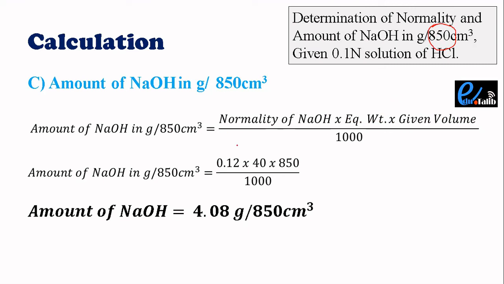So the normality we have calculated, NB, is 0.12. The equivalent weight, calculated in the previous slide, is 40. The volume, given in the question, is 850 centimeter cube. According to the formula, it is divided by 1000. Overall, the calculation shows 4.08 gram. The answer should be in gram, gram per 850 centimeter cube.